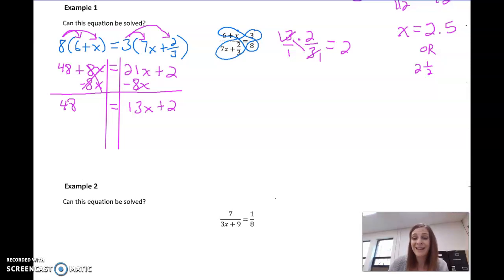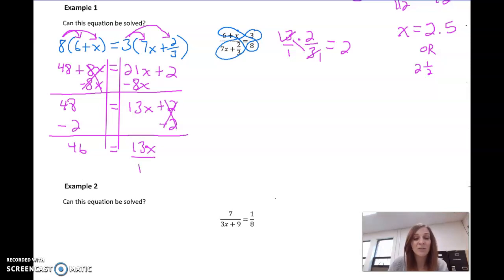I have to get rid of whatever's being added or subtracted first. That's the 2. So I'm going to combine that with a negative 2. Whatever I do to one side, I do to the other. That becomes 46 equals, bring down my 13x, because that is 0. And then this is 13 times x.